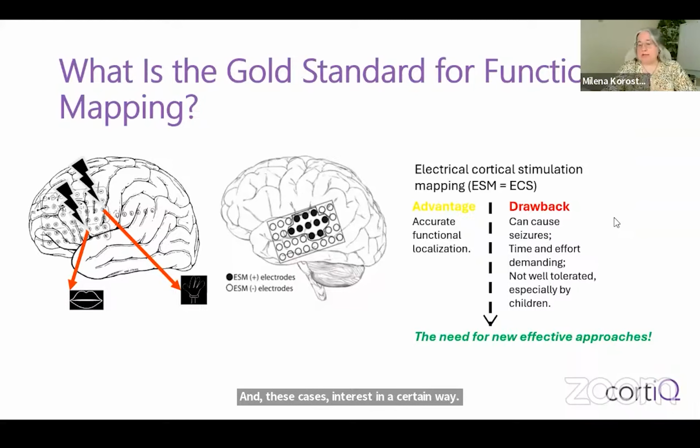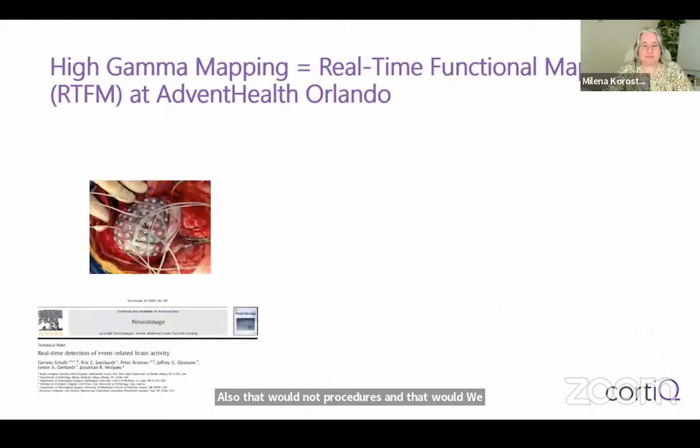So there is a need for some approaches that can fill those gaps, first of all, of time and effort that is put into the mapping. Also, that would allow us to see the full picture of the activity on all the electrodes at the same time, and also that would not cause seizures, and that would be better tolerated by patients, especially by children.